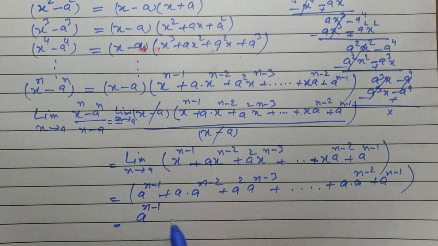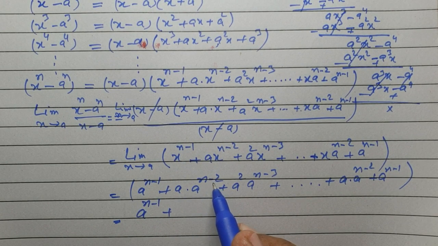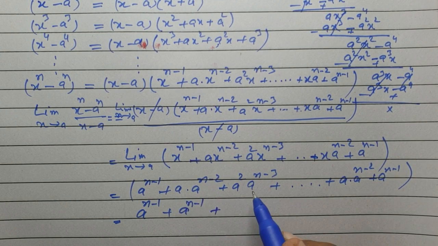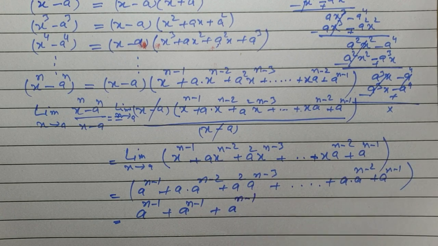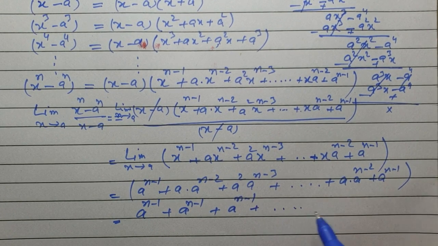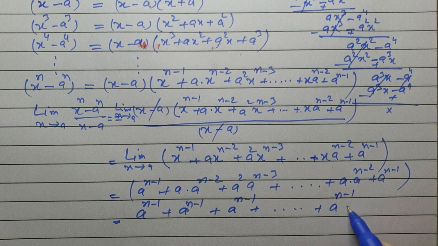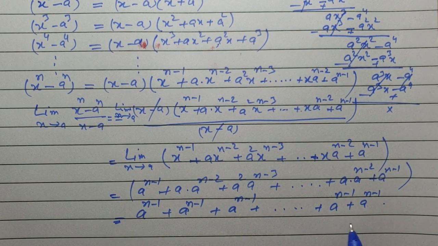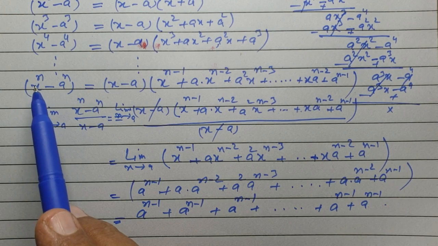A raised to power n minus 1 plus a raised to power 1 is here and n minus 2 is here. N minus 2 plus 1, it becomes n minus 1. Here a raised to power n minus 3 plus 2, it is n minus 1. Plus so on, we get a raised to power n minus 2 plus 1, n minus 1, and also it is n minus 1. How many terms are these? These are n terms. The power is n.